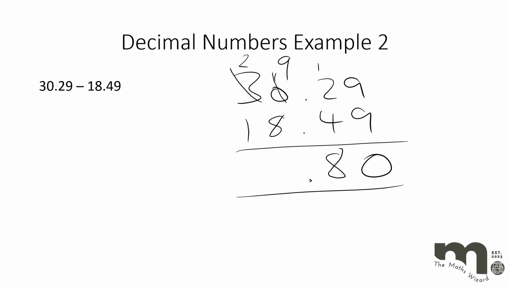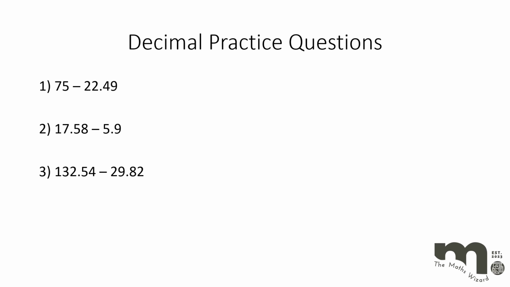Pop your decimal point in there. 9 take away 8 will give you 1. And 2 take away 1 will give you 1. So your answer there is 11.8. If this was a money-based question, you would have to leave that as £11.80, or $11.80 if you're in America or Australia or somewhere else perhaps. Okay, there we've got 3 questions. Just have a little bit of practice of that. So pause your video and have a go.